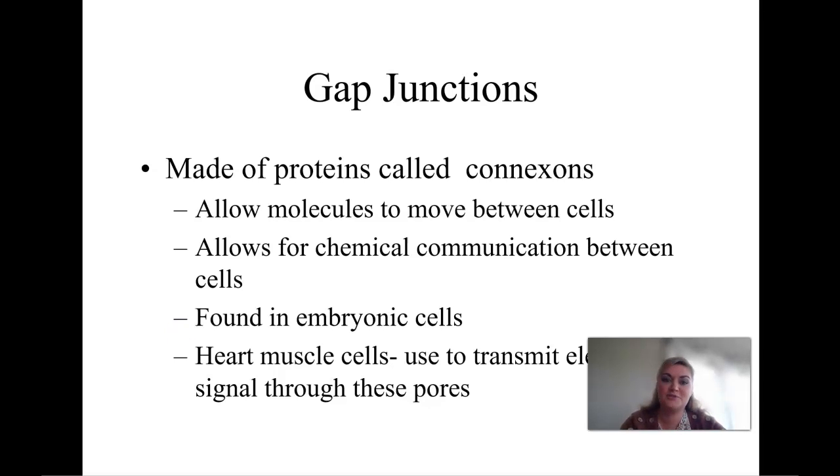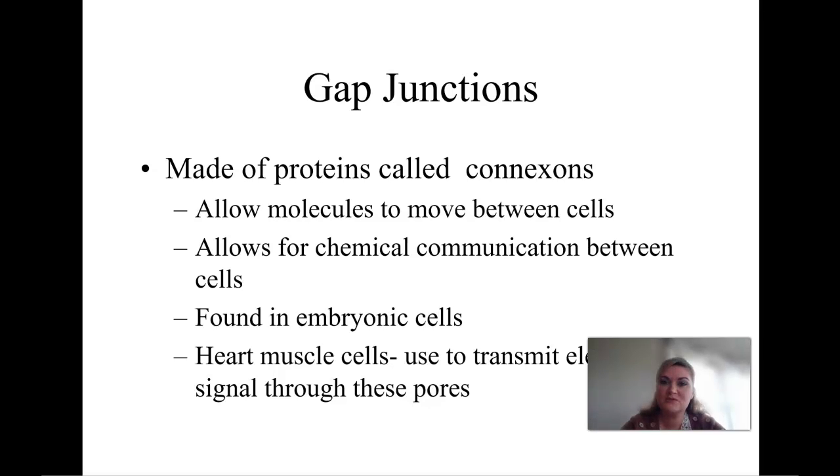Next, you'll have gap junctions. These are made of proteins called connexons. They're going to allow molecules to move back and forth between cells. It can allow for chemical communication between these cells or electrical signals to be sent through. They're going to be found in things like embryonic cells, and you'll see these in, for example, heart muscle cells, used to transmit electrical signals through the pores.